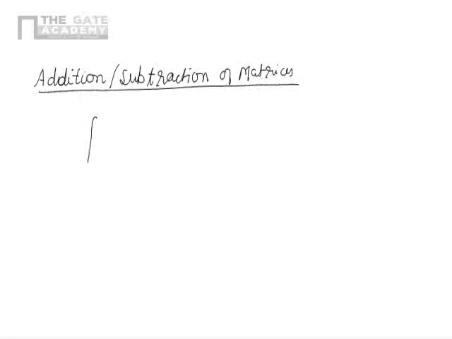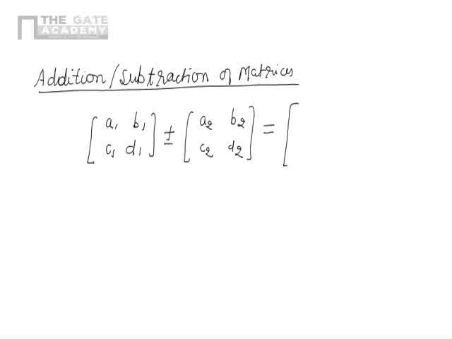So let's consider one matrix with the elements A1, B1, C1, and D1. Suppose I want to add this to or subtract another matrix A2, B2, C2, D2. The important thing here is whenever we are adding or subtracting two matrices, the order should be the same. So here the 2 by 2 matrix, and this is also a 2 by 2 matrix.